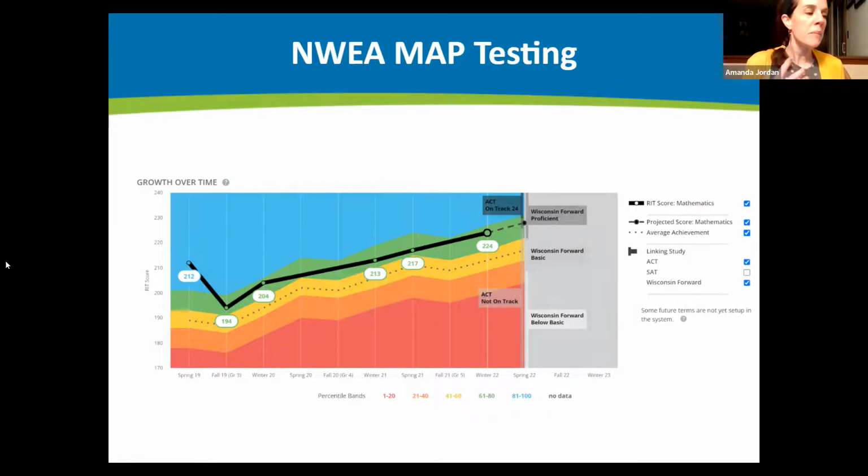And again, these are immediate pieces that teachers will see when students complete their MAP test. And they can use those again to create lessons as well as adapt the classroom instruction to meet students' needs across the board.